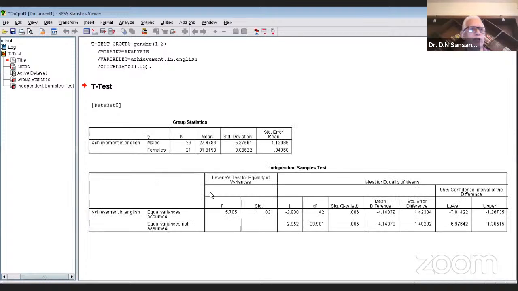Now, this is the output. This is the output of your result. Now understand two things here, very, very clearly. Number one is, here it is the group statistics. What they have is the males. How many? 20. How many females? 21 females. What is the mean score of achievement in English of males? It is 27.47.